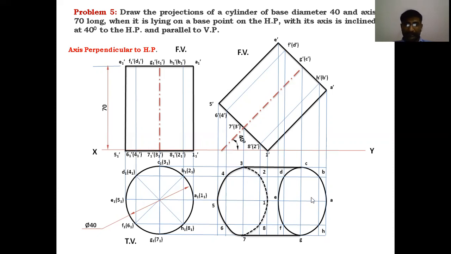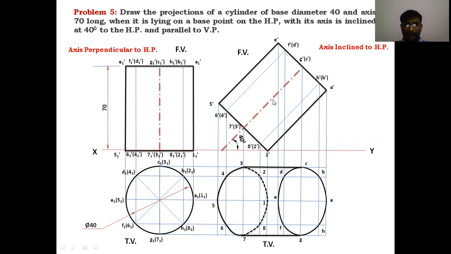Okay, this is the view after rotating the axis with XY 40 degrees. This is the top view. Yes, students, I hope you are understanding. When we get these two views, that means the axis is inclined to HP. Whenever the axis is inclined to HP, these two views are formed. Whenever the axis is perpendicular to HP, these two views are formed. But in the problem, it is asked that the axis is inclined 40 degrees.